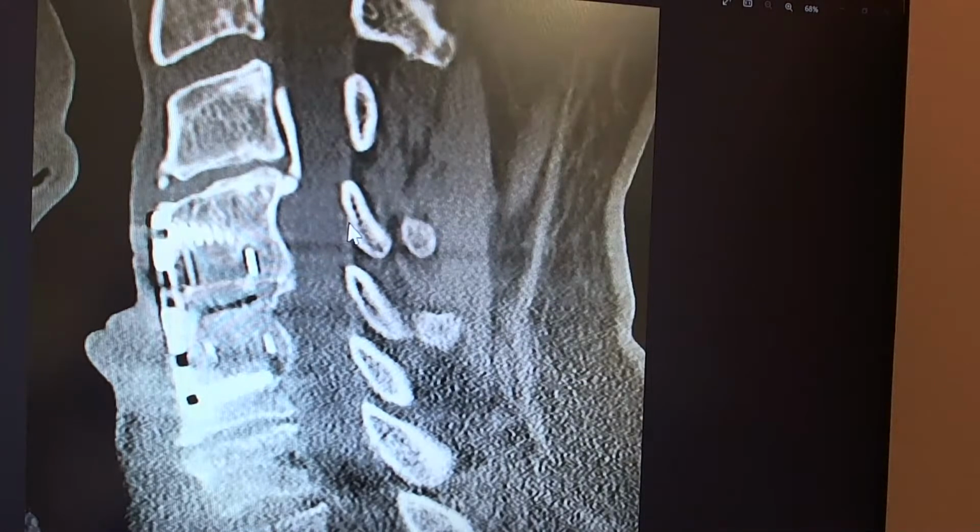CT by itself is not the best study to evaluate the spinal cord and the compression of the spinal cord. You can, with experience, tell more about it, but generally, MRI is much better, or a CT myelogram, where we put a contrast inside of the spinal canal in the intrathecal space. So let's go to the next picture.